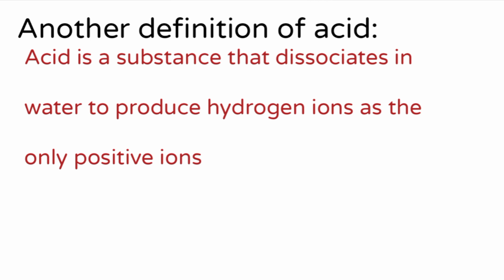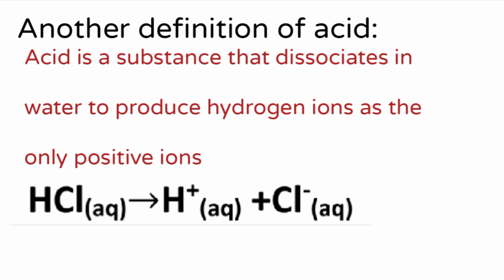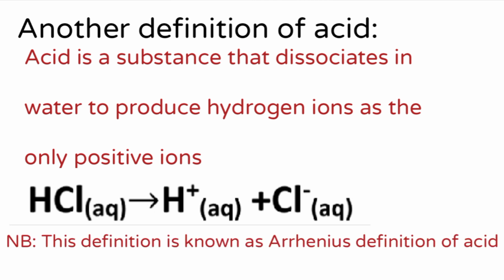Now, an acid can also be defined as a substance that dissociates in water to produce hydrogen ions as the only positive ions. Look at this example. We have HCl, aqueous. It dissociates in water to form hydrogen ions, which is the only positive ion, plus chloride ion. This definition is known as Arrhenius definition of acid.